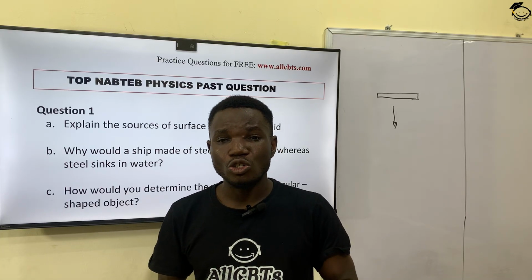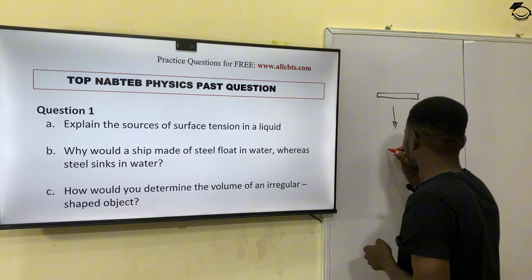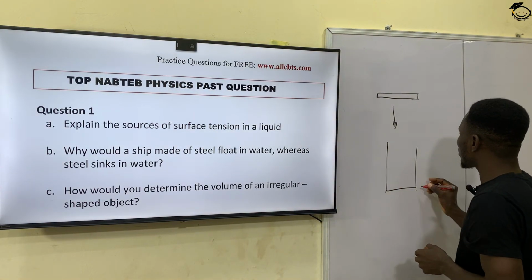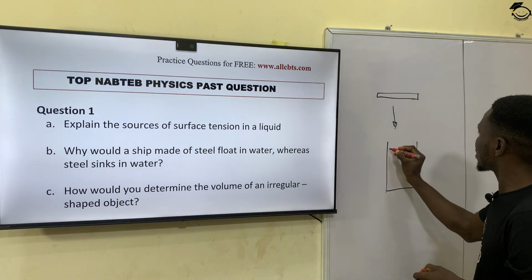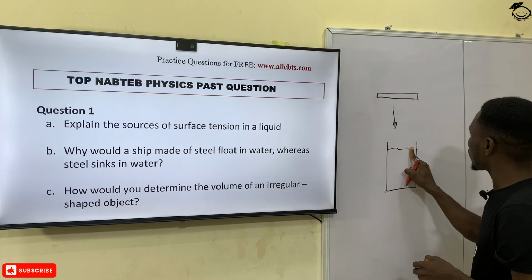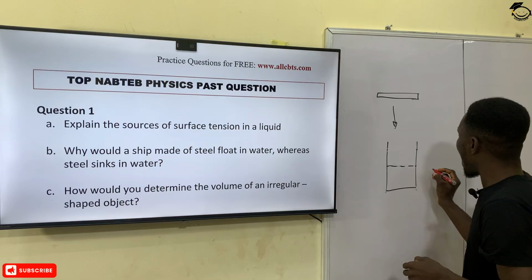Now, the first thing you're going to do is to pour water into a cylinder and note the volume. Let's say this is a cylinder and you note the volume of that water. Let's say you pour it down to this place. You note the volume as V1.